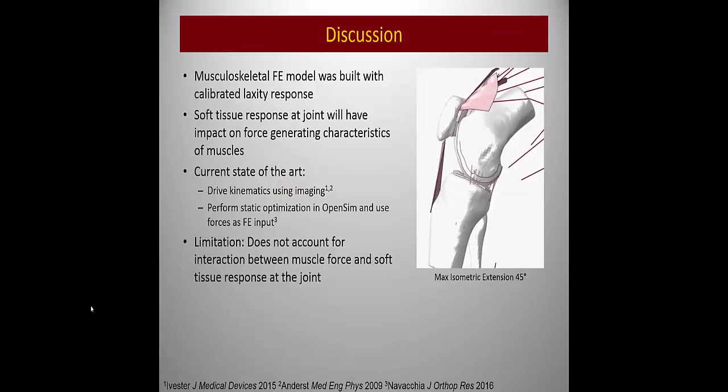So in summary, we created a musculoskeletal FE model that was built with a calibrated laxity response. Hopefully we demonstrated that the soft tissue response at the joint will in fact have an impact on force generating characteristics of the muscles. And the current state of the art is to calculate muscle forces and joint loads in OpenSim and use these as input to a more complex FE model. The limitation here is that we do not account for the interaction between muscle force and soft tissue response at the joint.